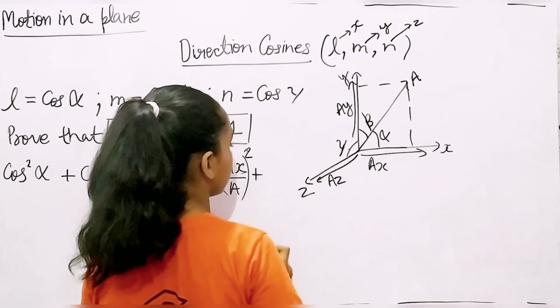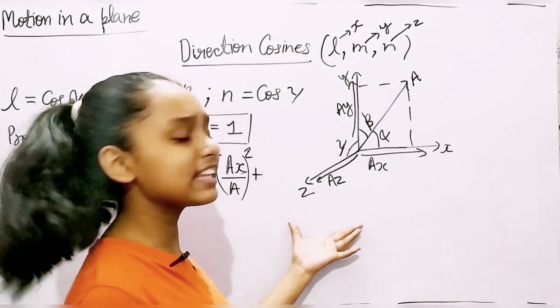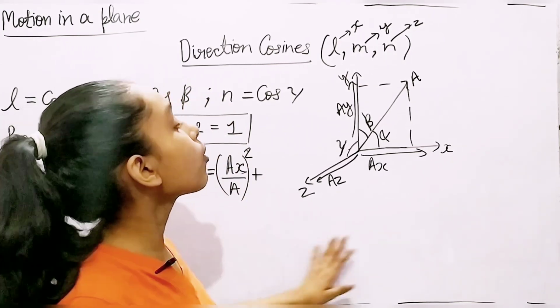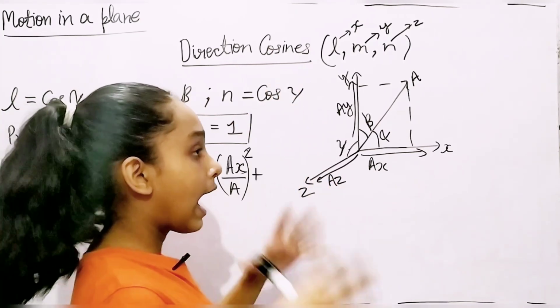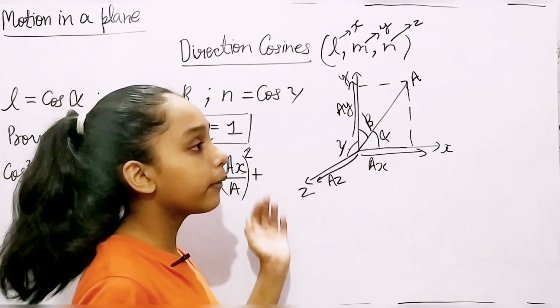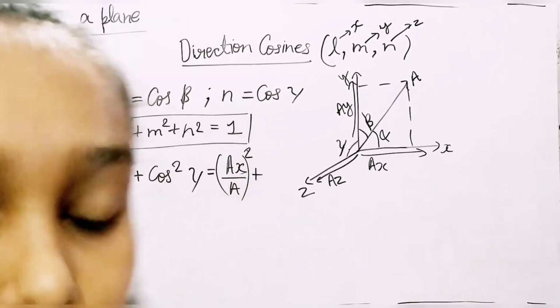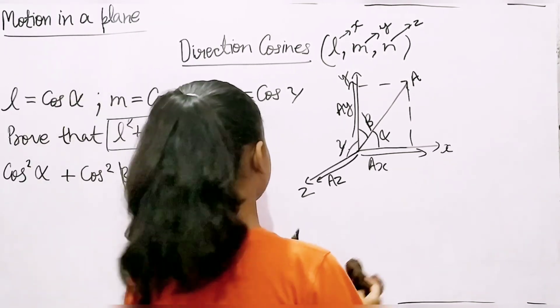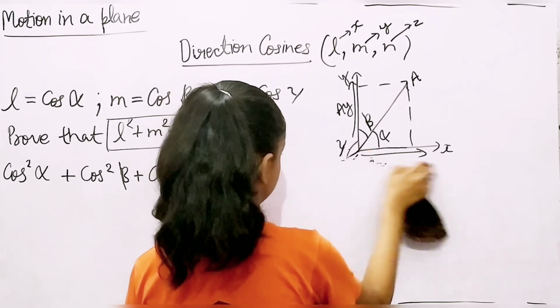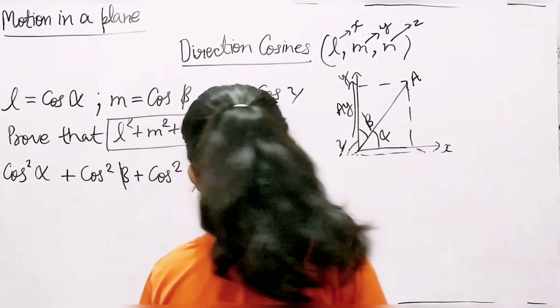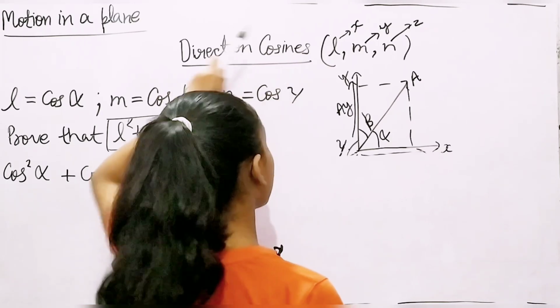Then plus, okay, I think we don't need this figure anymore. That was just for the question, to show how it will be in diagram form. So I'm just going to rub this out, because for writing the answer and solving the question we have right here, and to understand the topic of direction cosines.